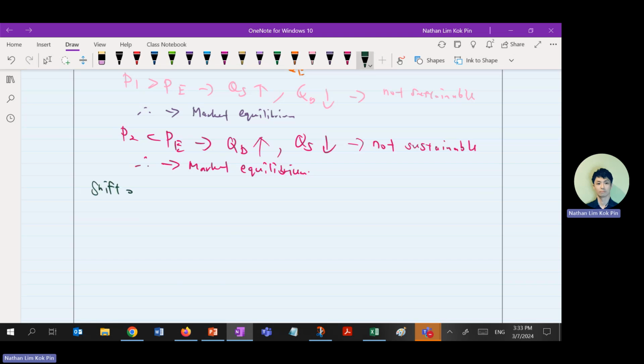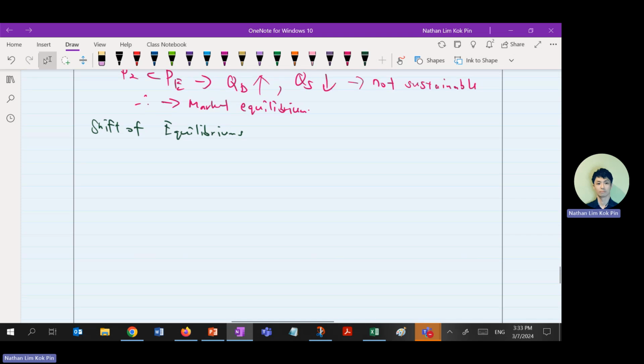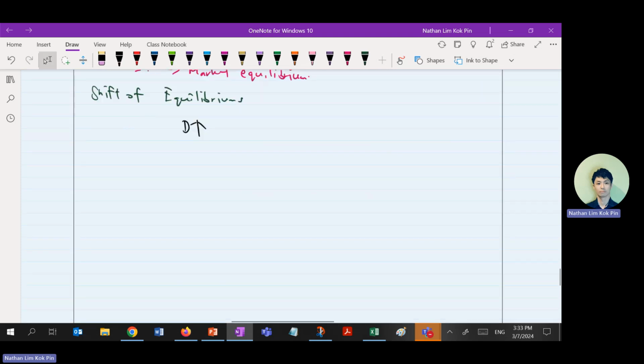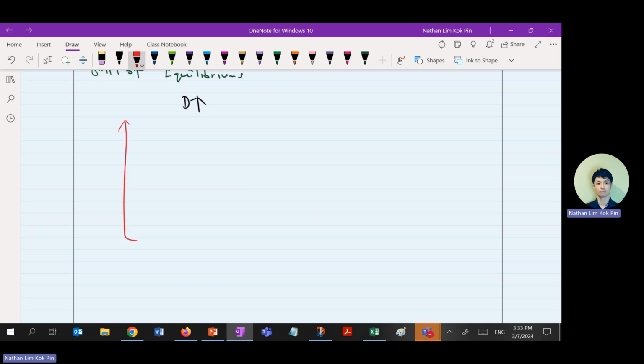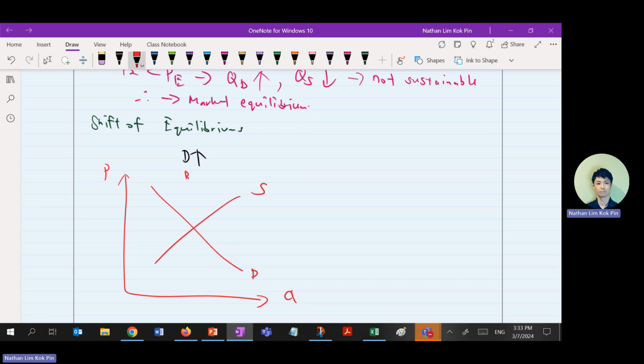For the shift of equilibrium, we have 4 outcomes, right? We have demand increase. Demand increase shows that you need to draw this: demand and supply and buttocks, right? You need to refer to the original equilibrium first before you move on to write the answer, right?